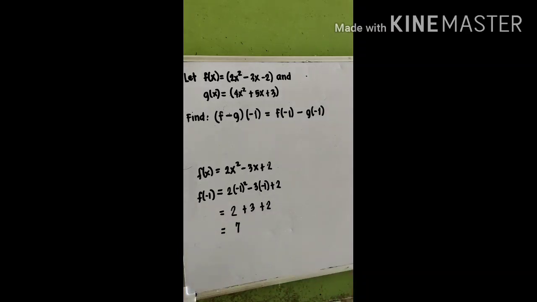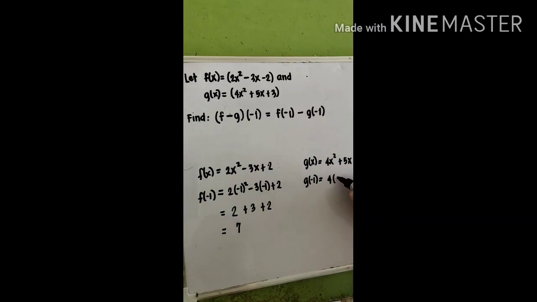Now how about g of negative 1? So the given g of x is equal to 4x squared plus 5x plus 3. Now evaluating g of negative 1, we have 4 times the x, which is now negative 1 squared, plus 5 times the x, which is now negative 1, plus 3.